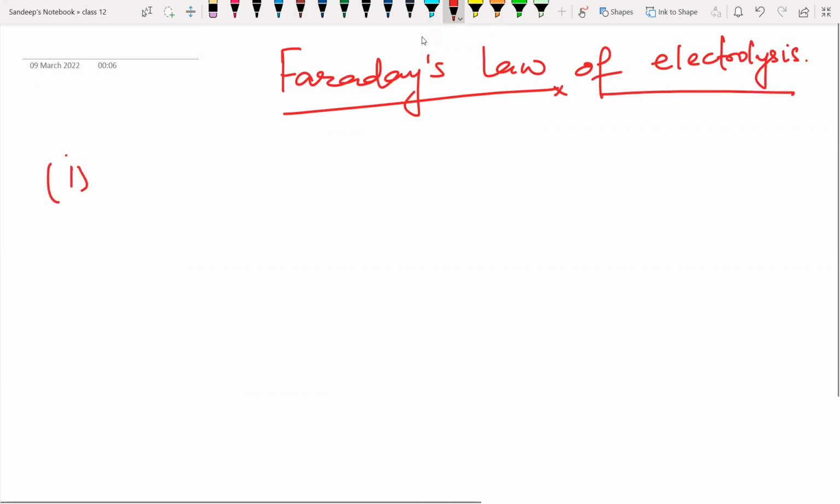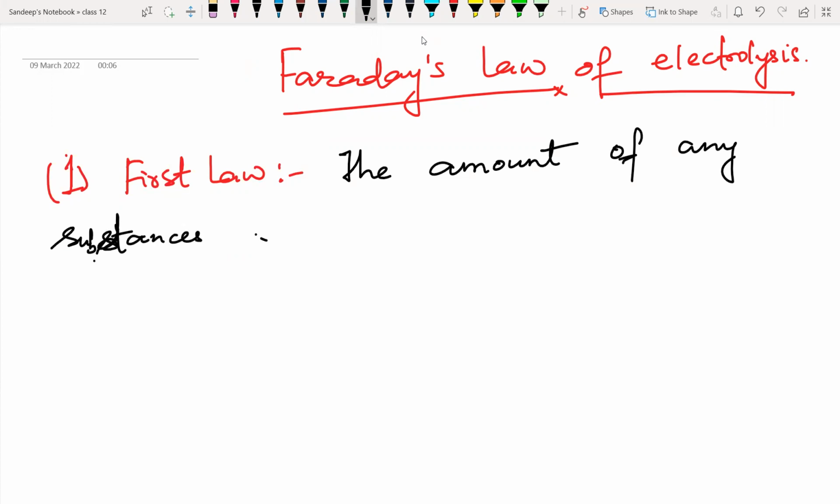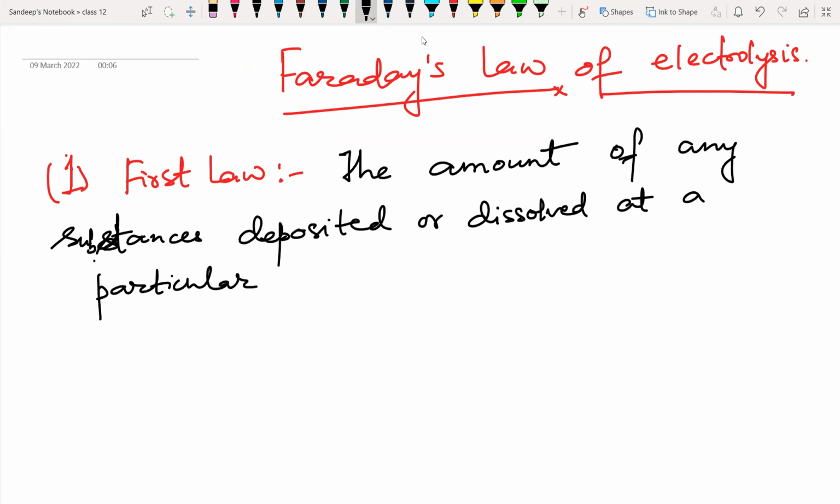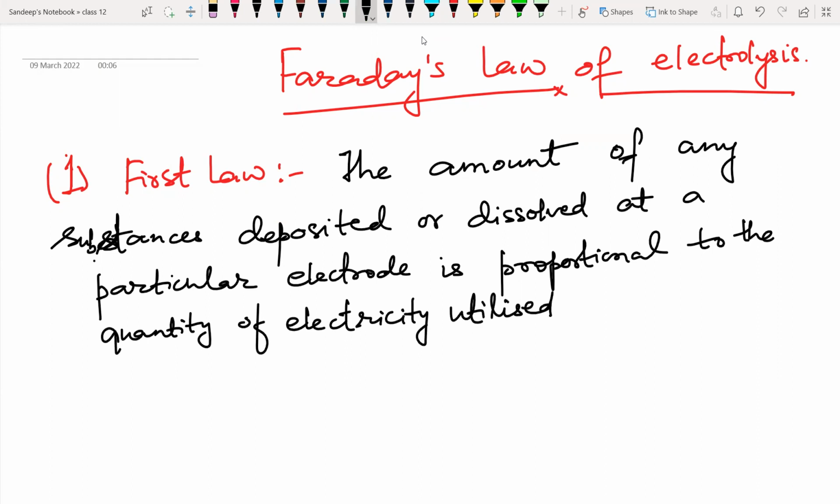So first law. The first law says that the amount of any substance deposited or dissolved at a particular electrode is proportional to the quantity of electricity utilized. That is, W is directly proportional to Q.